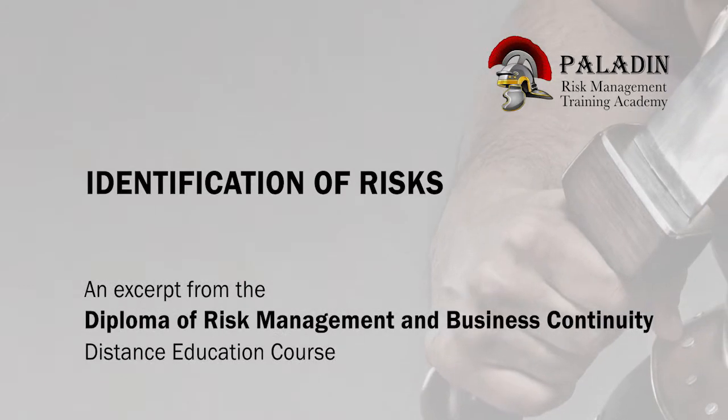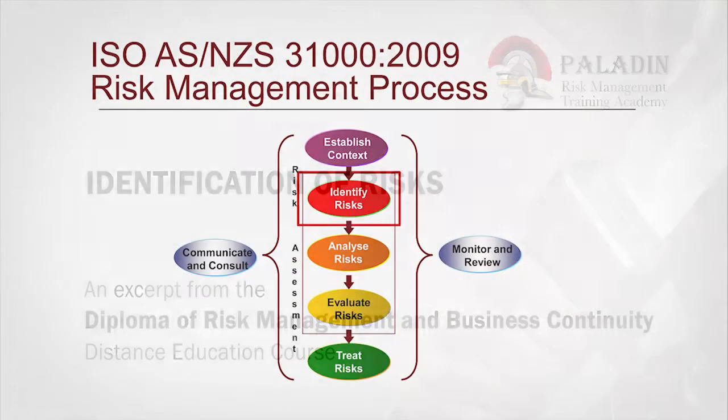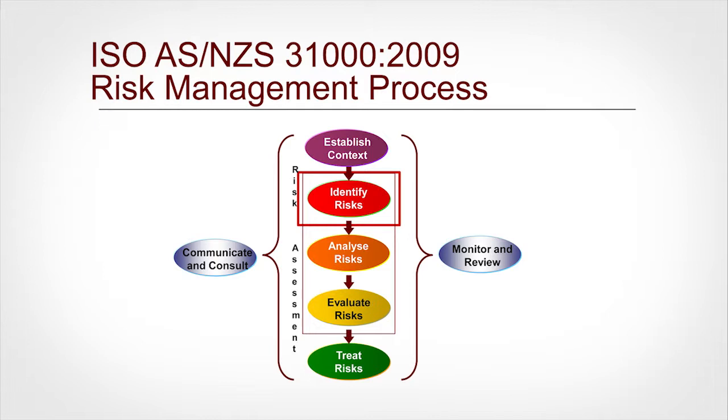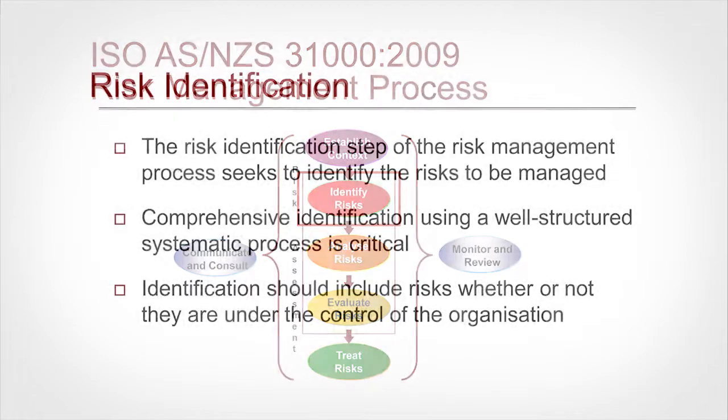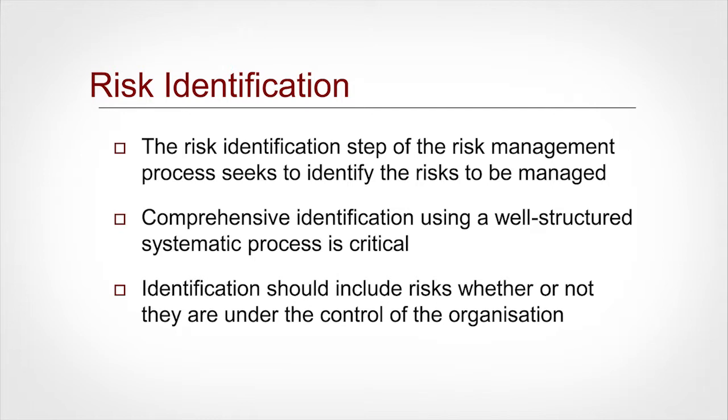Okay, the next part we're going to go through is identification of risk. The risk identification part of the process allows us to identify the risks that we need to manage. Those that we don't identify, obviously, are those risks that we don't manage. The comprehensive identification, therefore, is really important, using a well-structured, systematic process. And identification needs to include the risks, whether or not they are within the control of the organisation.